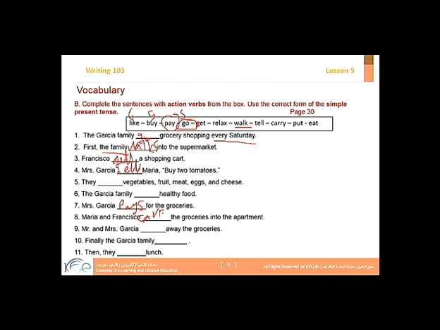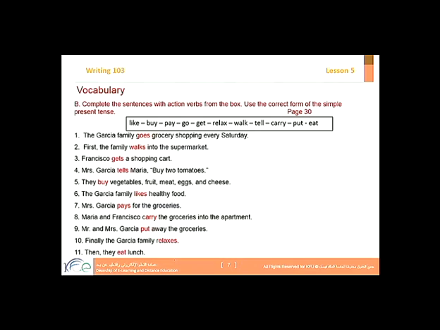Okay, they carry. Number 9, Mr. and Mrs. Garcia away the groceries. They what? Put. They put. Finally, the Garcia family what? Relaxes. Of course, we can say relax or relaxes, both are correct, because family, as we said, is a collective noun that can mean singular or plural. Then they lunch. They what? They eat. They eat lunch. Okay? And now here is the whole exercise answered here.